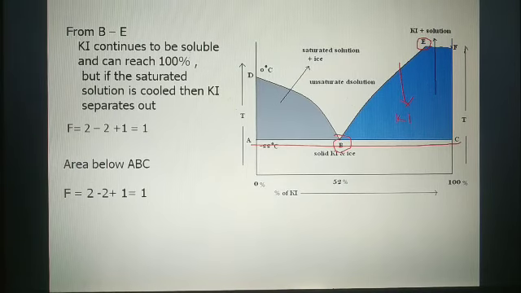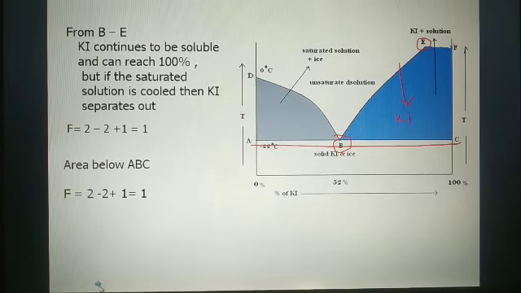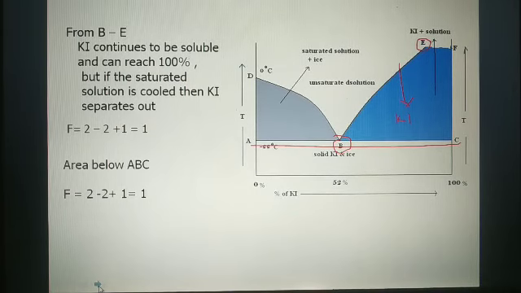So that is the simple discussion where non-reactive systems are there. It means we have two components, but neither component is going to react with the other to form a compound having either a congruent melting point or an incongruent melting point. There are certain examples like sodium chloride and water that form the congruent or incongruent melting point, that we will discuss in the next lecture.